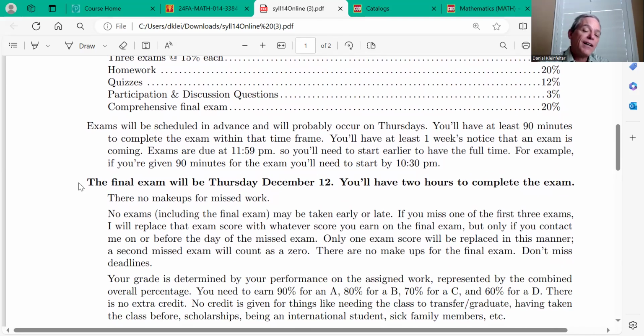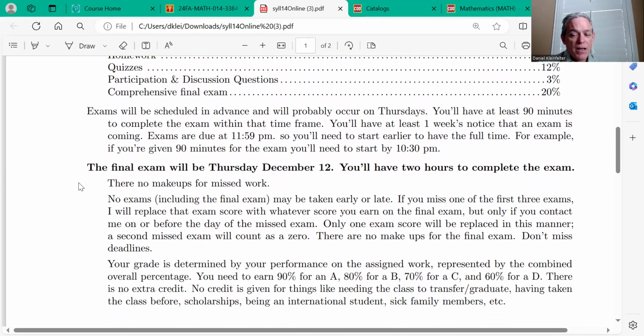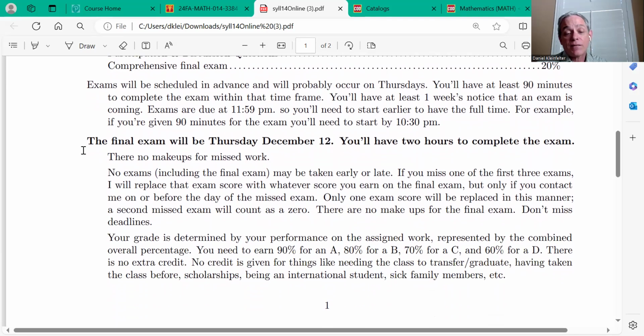The final exam is on Thursday, December 12th. For the final, you'll have 2 hours for the test. I would note that on your calendar now because there's no makeups for missed work, especially the final exam, so you don't want to miss that. None of the exams, including the final, can be taken early or late.